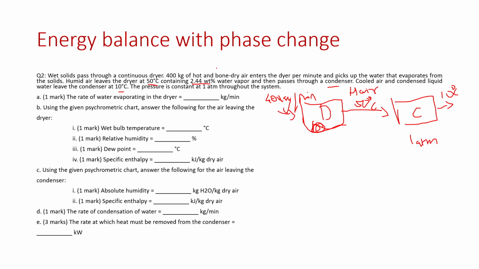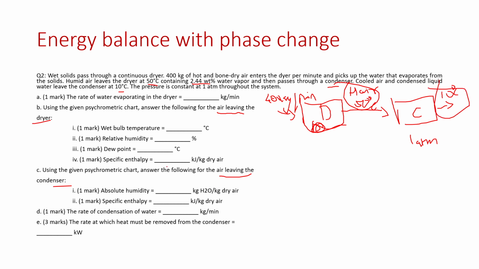So they have asked us to find all these. The rate of water evaporating in the dryer, and using the psychrometric chart we have to find the wet bulb temperature, relative humidity, dew point, specific enthalpy for the air leaving the dryer. So for this air. Next, using the psychrometric chart, we should find the absolute humidity and specific enthalpy for the air leaving the condenser. So this will be for this air at 10 degrees Celsius.